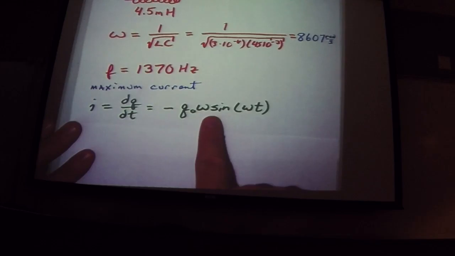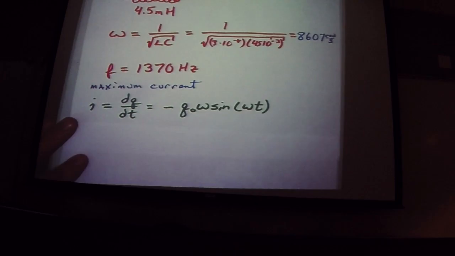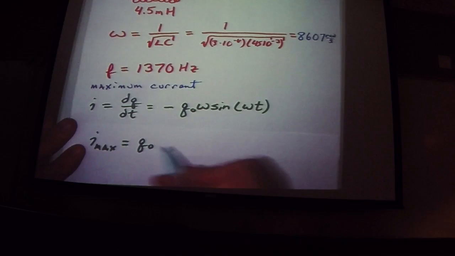So the maximum of this is going to be whenever this is 1 or negative 1. In this case, it would be negative 1 if you're worried about the direction. And so that Q naught there, so Q naught omega is going to be your maximum current. There's your max current right there. Okay?